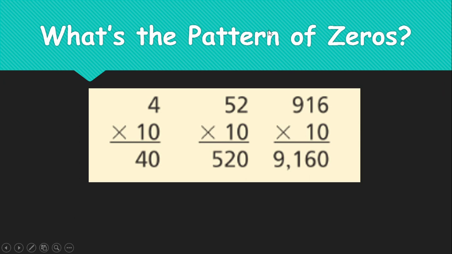We have 4 times 10, and then 52 times 10 gives me 520, and then 916 times 10 gives me 9,160. So I want you to think about this, and I want you to think, what's the pattern of zeros, or what am I noticing when I multiply by 10? Good, so you should have talked a little bit about it. And you should be noticing something here is our tens.